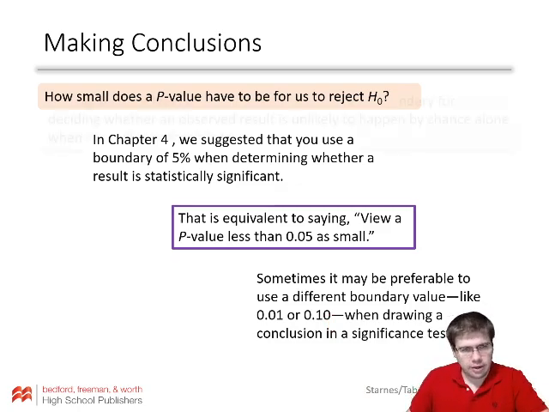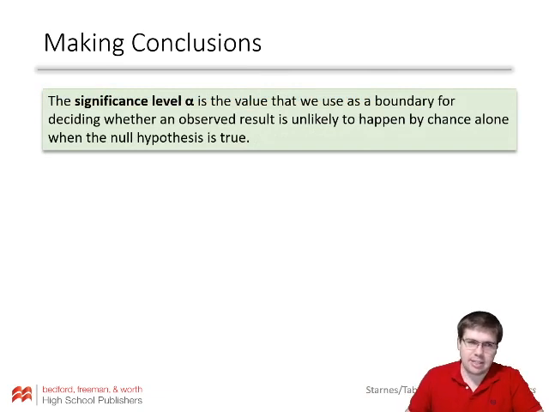So we've got this other thing we call the significance level, and it gets the symbol alpha. That's the Greek letter alpha. It is the value we use as a boundary for deciding whether an observed result is unlikely to happen by chance alone when the null hypothesis is true. So this is kind of like our confidence level.